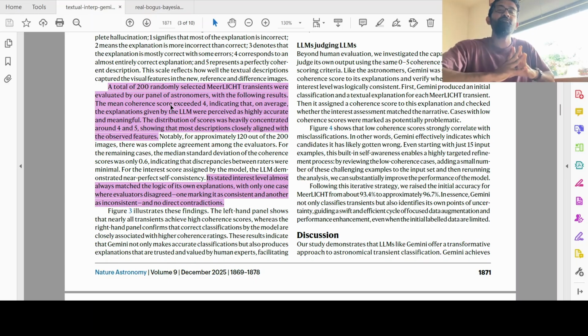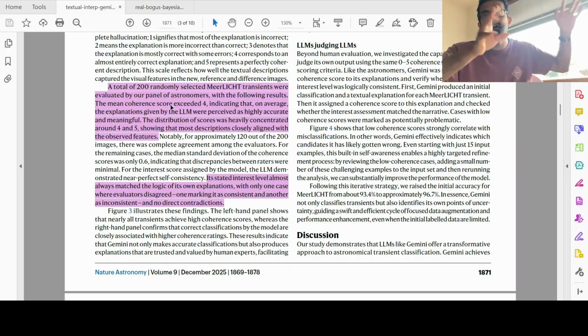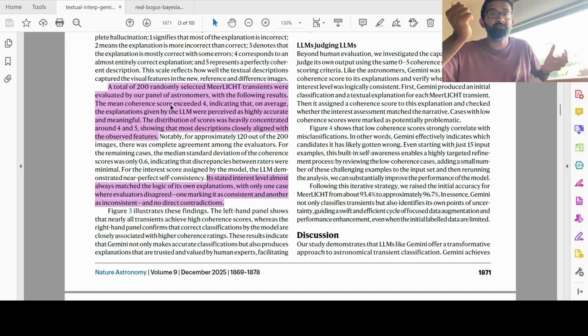0, very terrible, it doesn't make any sense, the result is wrong, the interpretation from Gemini is completely out of place. And then 5, it is perfect. The way Gemini describes the image and the way it describes the possibility of whether this is a real or bogus transient, that perfectly matches how I would evaluate the image if I were an expert astronomer. That would be a 5.